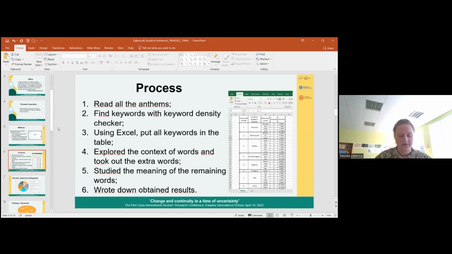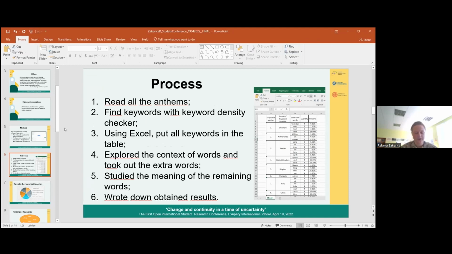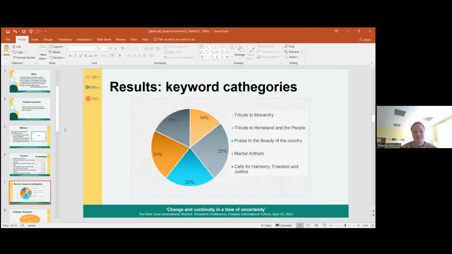The frequently used words were considered, findings were analyzed and compared in quantitative and qualitative perspective. And that's how I started my whole research process. By reading all the anthems, finding the keywords with mentioned method, using Excel to put all the obtained data together, I explored the context in which the most frequently used words were used, and took out the words without meaning, like articles and pronouns. Then studied the meaning of the remaining words and wrote down the results and findings.